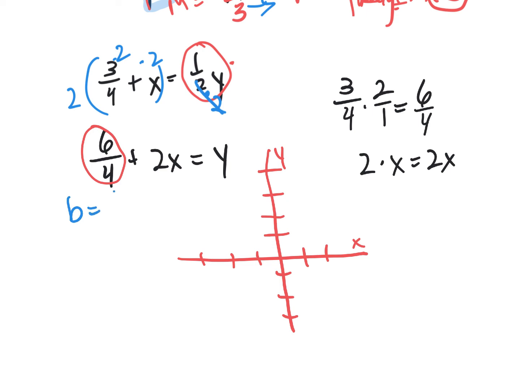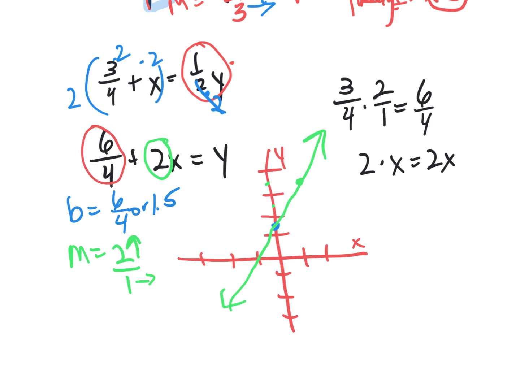So we have b equals 6/4, right? Or that's the same as 1.5 to help you remember. So I'm going to go up 1.5. Okay. Then m is the number with x. So it is 2. But it has to be rise over run. So it's got to be 2 over 1. So that means I'm going to go up 2 from that start point. And then I'm going to run right to get my point. So I'm going to go up 2. That means I go halfway between 1, 2, and right 1. Notice it's right 1, and we'll draw our line.